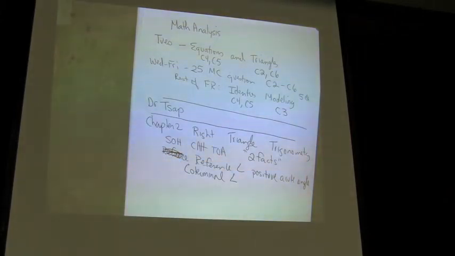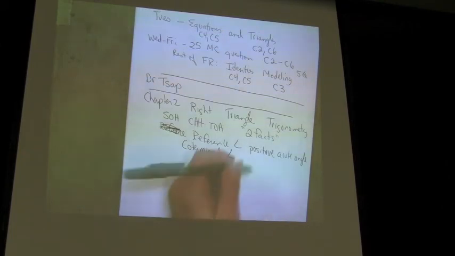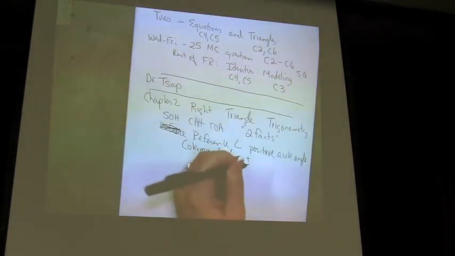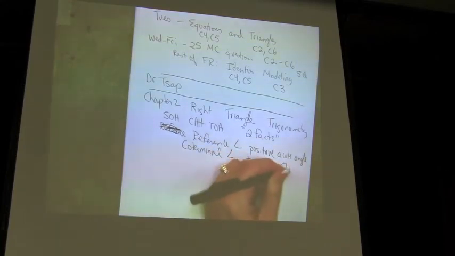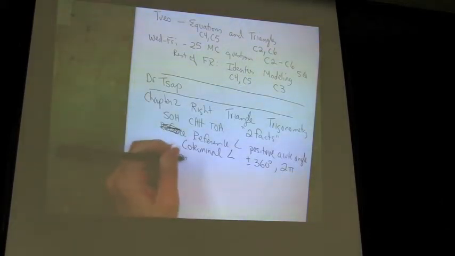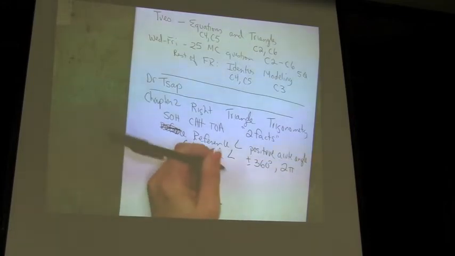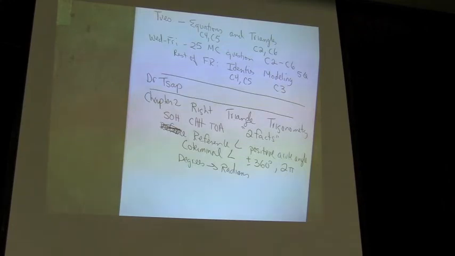You also learned about the idea of coterminal angles. Coterminal angles are angles that share the same terminal side. And how do you find coterminal angles? You add and subtract 360 degrees, otherwise known as 2 pi. At some point, either in this chapter or later on in chapter 3, you learned basically how to go from degrees to radians, and conversely from radians to degrees.